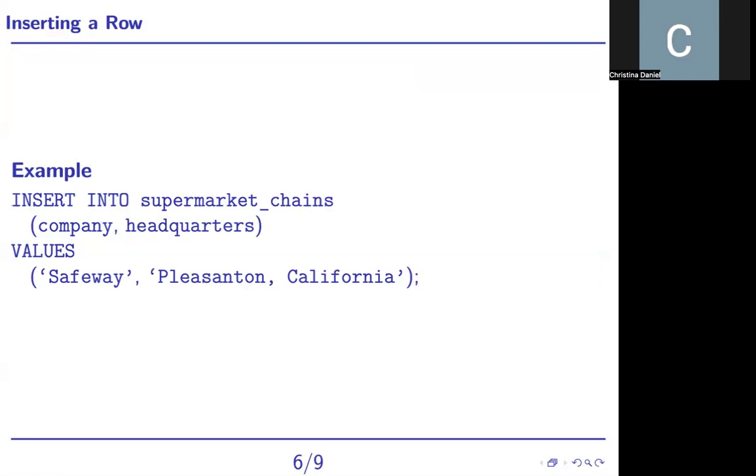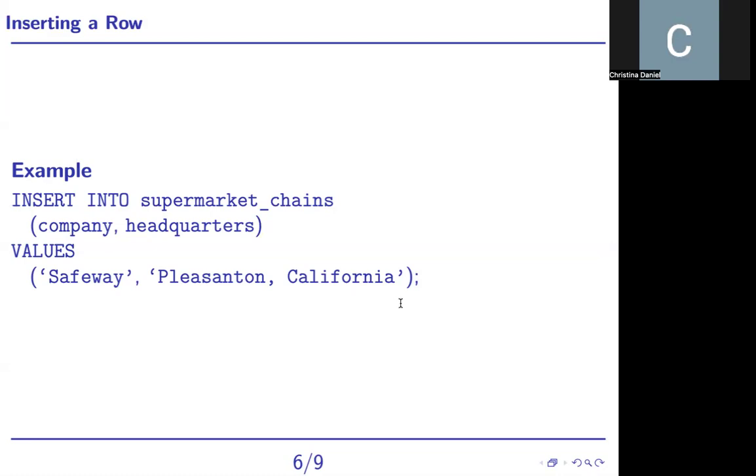Here's another example. This time, we're not specifying all of the columns. We're only specifying 2 out of the 3 columns. The columns we're specifying are company and headquarters, and the data we're specifying are Safeway and Pleasanton, California.